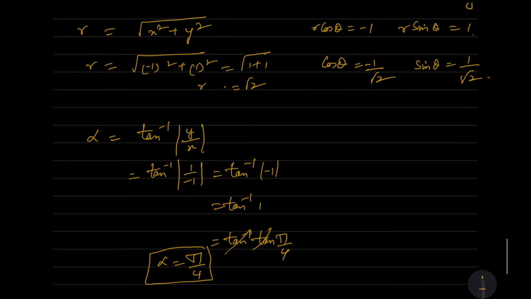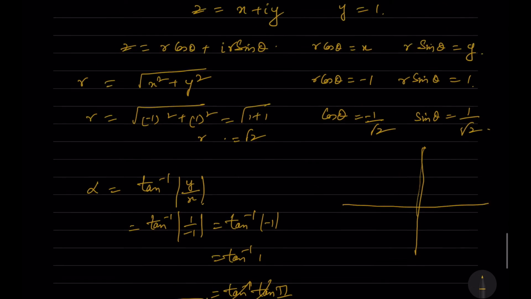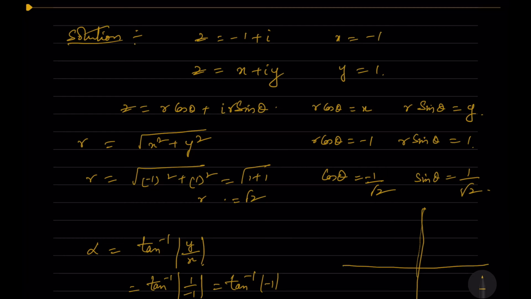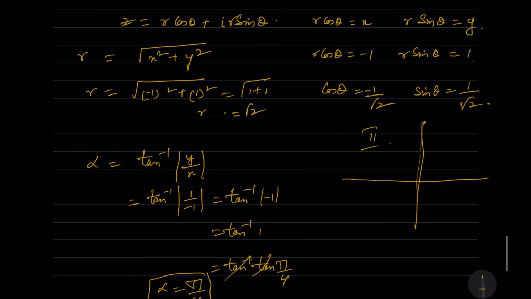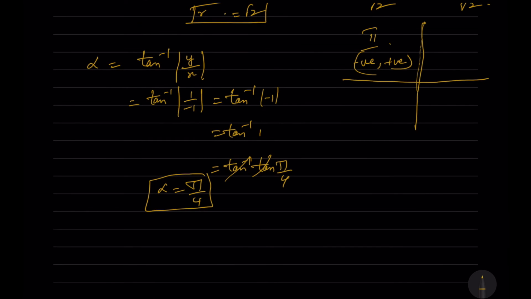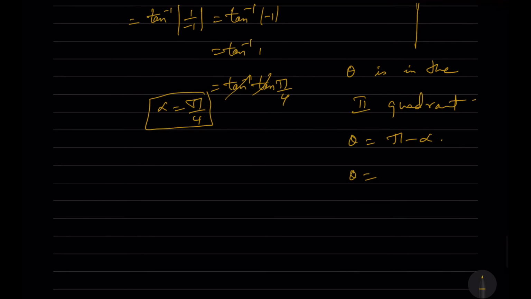So now we have to find out which quadrant this theta is in. We'll just see that. Because x is negative and y is positive, it lies in the second quadrant. So in the second quadrant, theta is equal to pi minus alpha, which implies theta is equal to pi minus pi by 4. So LCM is 4, means 4 pi minus pi. So theta is equal to 3 pi by 4.